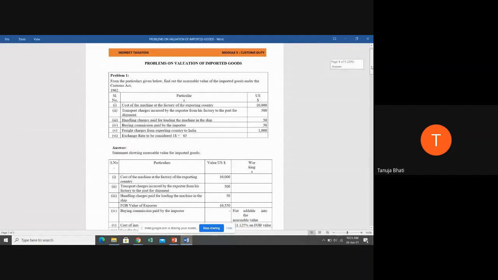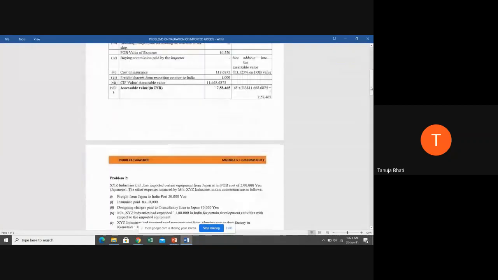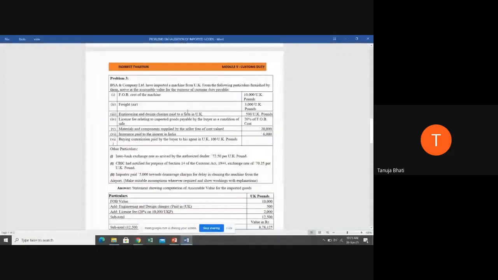In my previous lecture, I had completed problem number 1 and problem number 2. Now moving ahead to problem number 3. Is the screen visible to everyone? Yes, students? Yes, ma'am. Okay. BSC and Company Limited have imported a machine from UK. From the following particulars furnished by them, arrive at the assessable value for the purpose of customs duty payable.